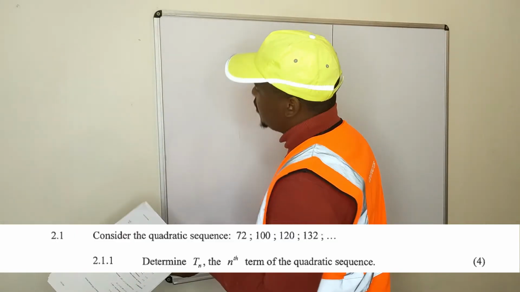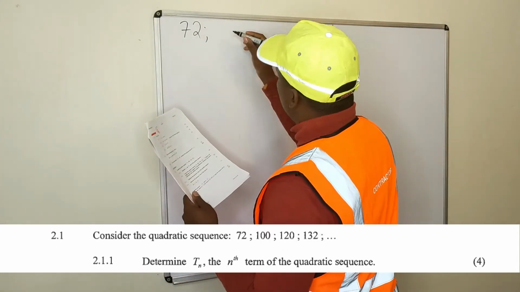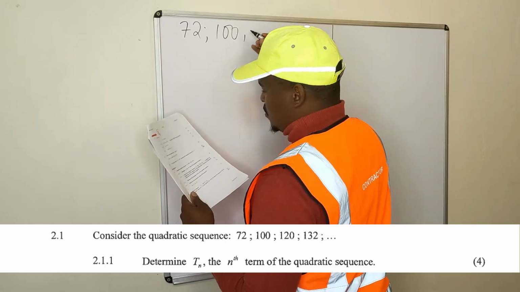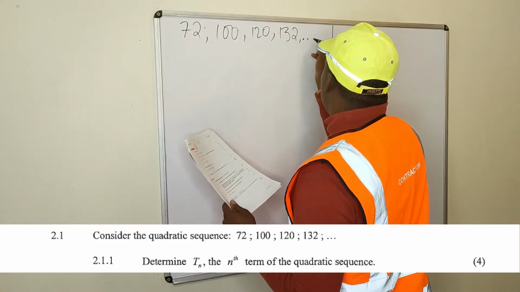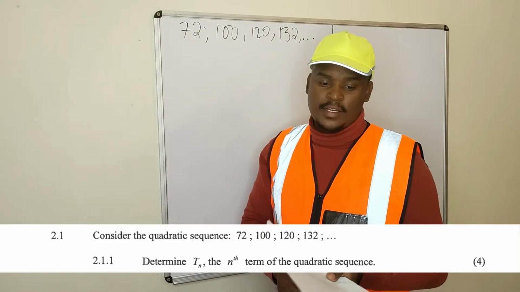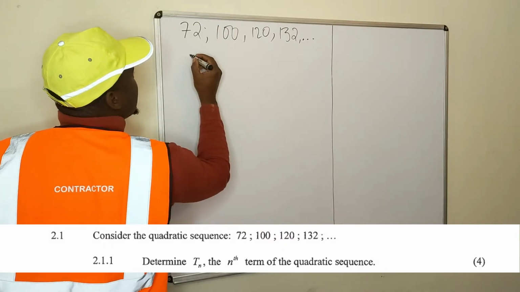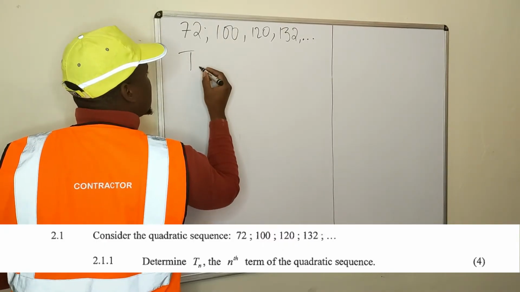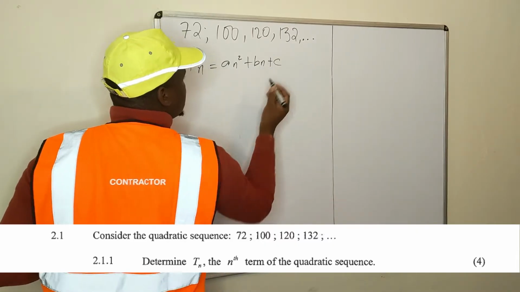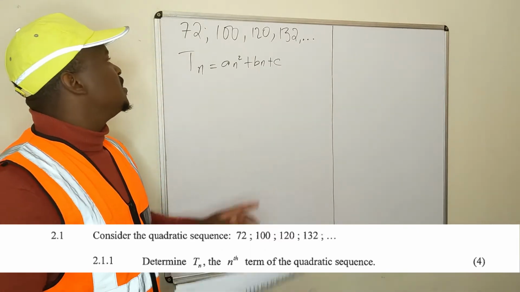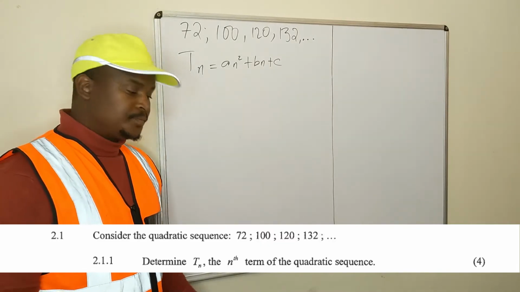So you are told that 72, 100, 120, 132, and so on, forms a quadratic sequence, right? So, you know, a quadratic sequence has the general equation Tn equals an squared plus bn plus c. So you're told that this is a quadratic sequence with this general nth term here.